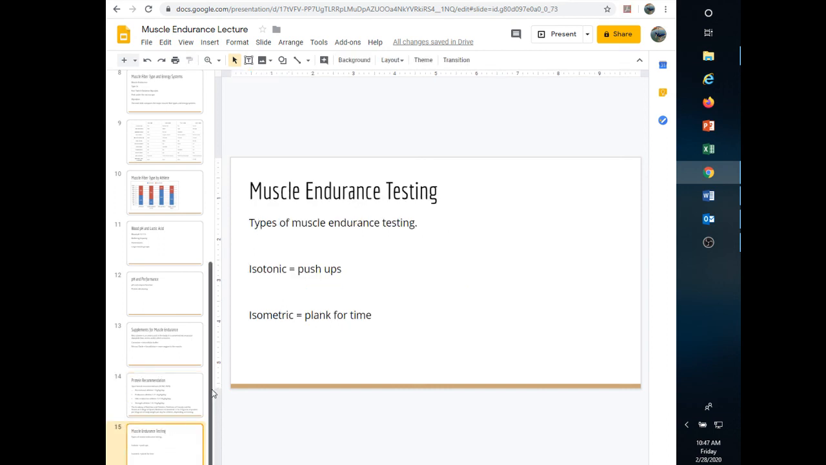And then muscle endurance testing. We talked about this before in previous slides. But isotonic, where you're going through a range of motion, contracting the muscles through the range of motion. Push-ups would be a good example. Lunges. Isometric, plank, holding a static position.